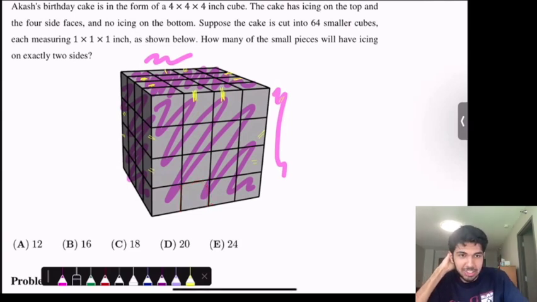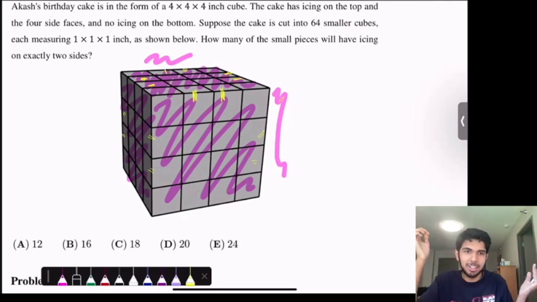Because 4 of the sides are on the interior and the one on the bottom doesn't receive icing. So that doesn't work. And then the center pieces at the very bottom, those have no icing at all because the only exposed face doesn't get any icing on it. And then there are the corners, and we're tempted to think that, oh yeah, corners have 3 sides, not good.